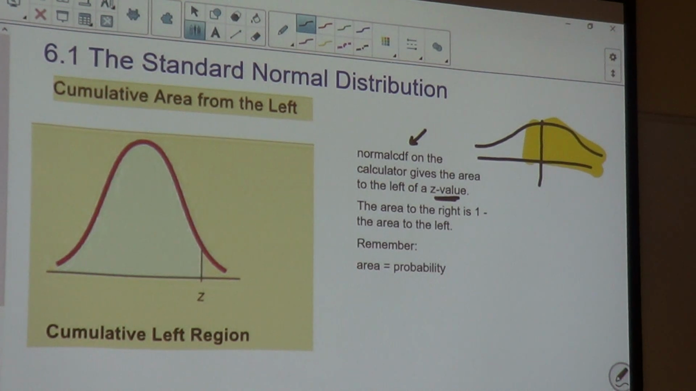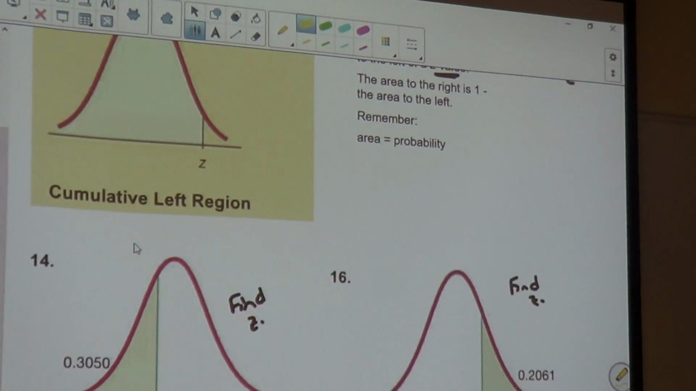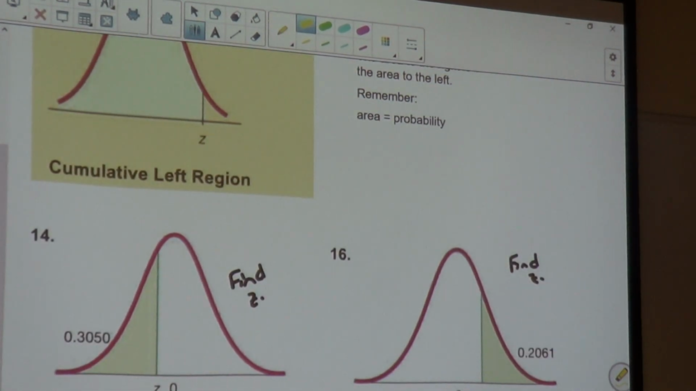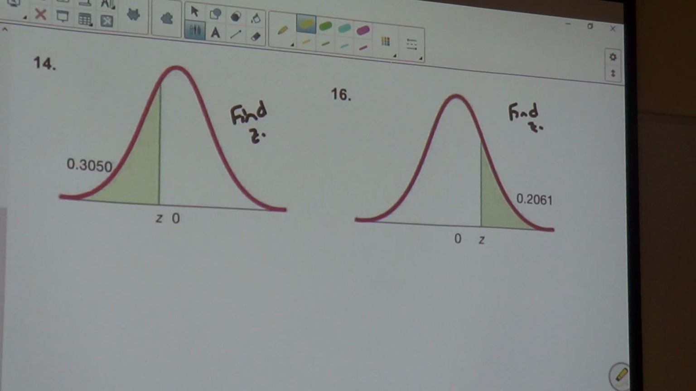The normal CDF gives you the area to the left of the z. Let me rearrange this. If we are doing the normal CDF, everything is going to be to the left. That's what this picture is showing you: to the left of the z. Correct. Okay, let's look at this one.